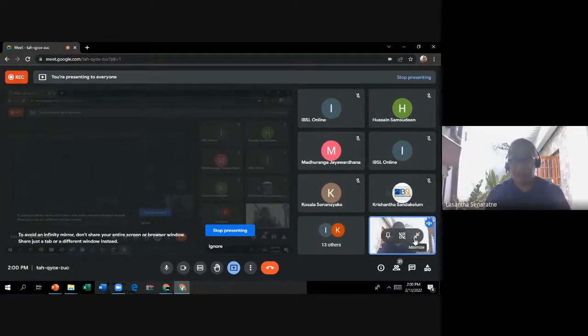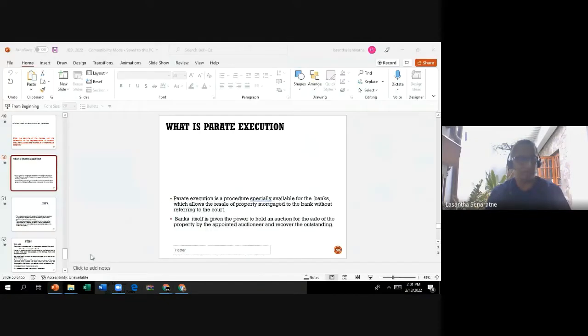What about the others? You all don't have any questions? Right. So the parate execution is a procedure especially available for the banks. Understand that these are available only for the banks, right? Not for the finance companies.